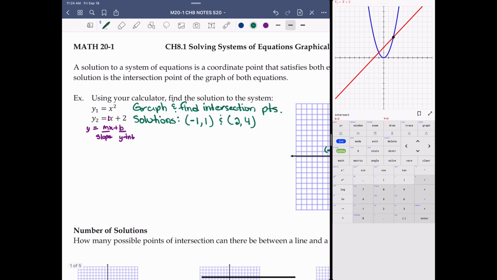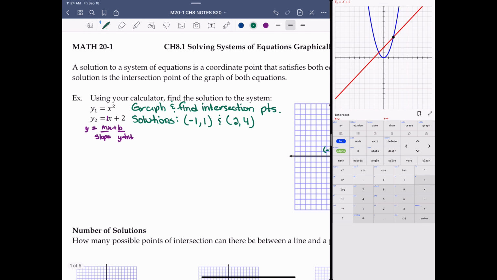Let's just do a quick verification of these points. How do we do that? We sub in each point to each equation and check that the left side equals the right side.